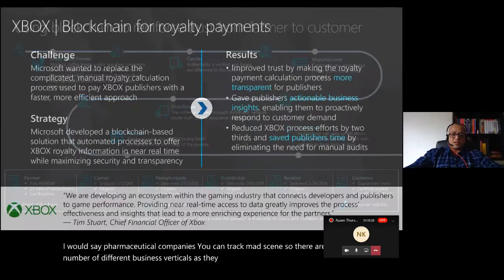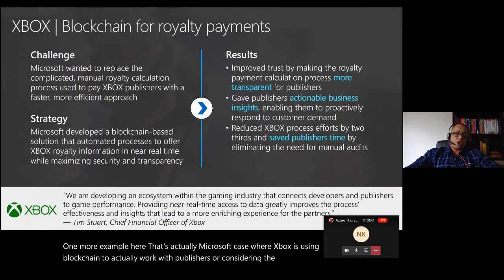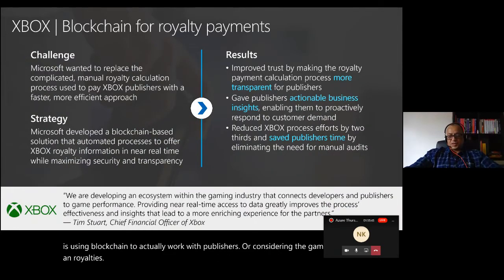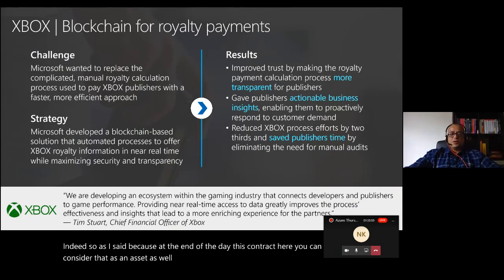One more example here is a Microsoft case where Xbox is using blockchain to work with publishers on games and royalties. At the end of the day, you can consider this contract as an asset as well. As in the previous example, with the containers or the bags of coffee beans that you are transporting, you can have RFID tags and scan that information. Perhaps also a temperature sensor or an on-off switch that shows whether the box is closed, and you can record that and have it on chain.